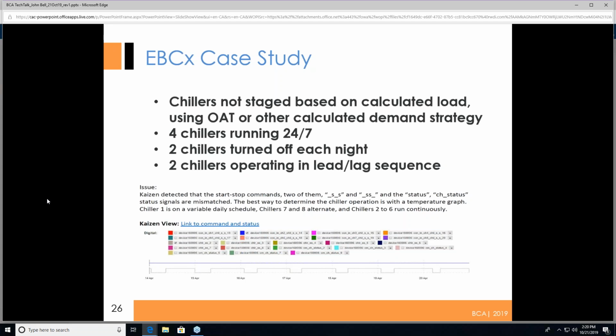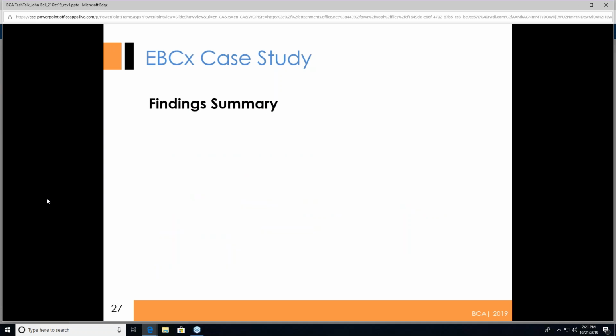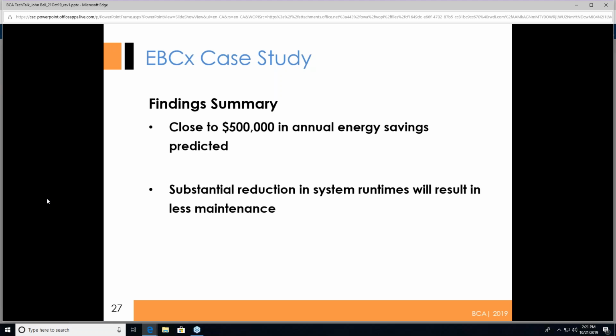With analytics, it's looking at every single point and providing that information back. So there's tons of opportunity, not just in this system: air handlers, all HVAC, electrical, anything that's got a trend. So, finding summary: close to $500,000 in annual energy savings predicted. A substantial reduction in system run times will result in less maintenance, and the life expectancy of the equipment will be improved.